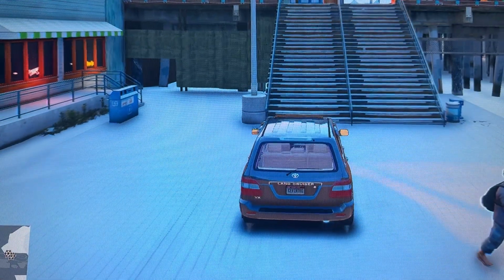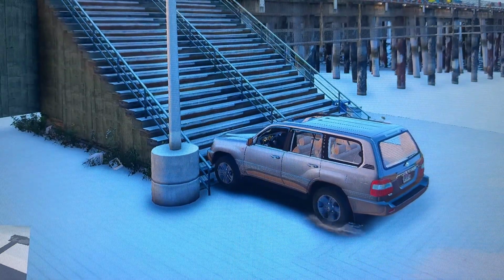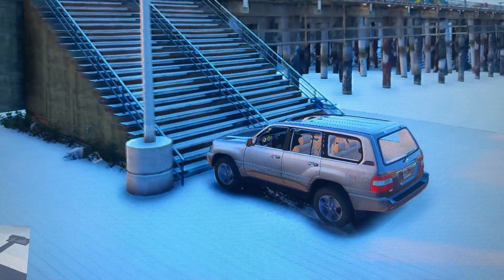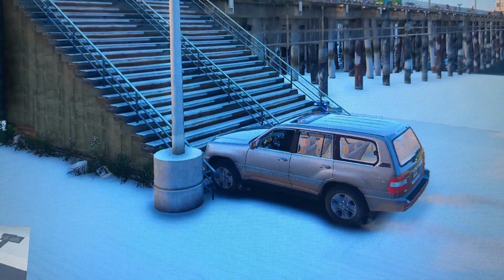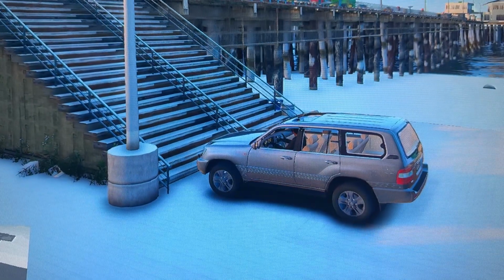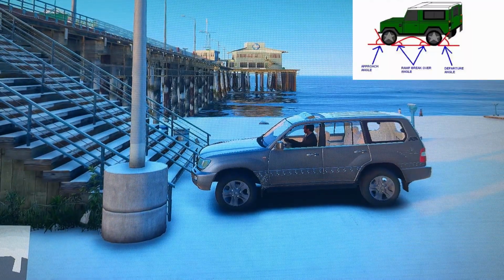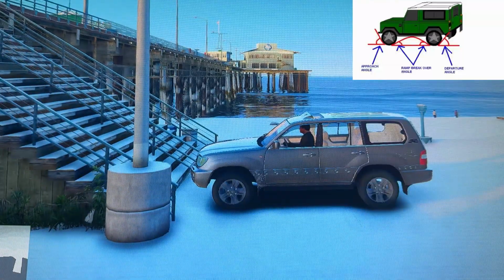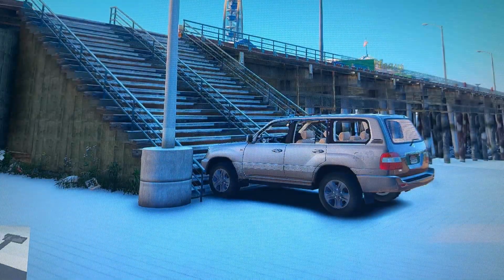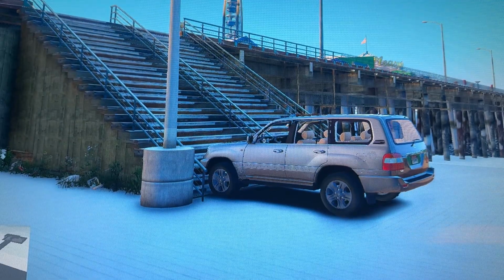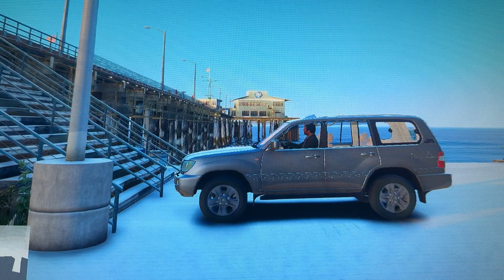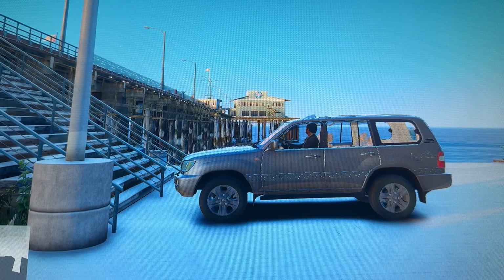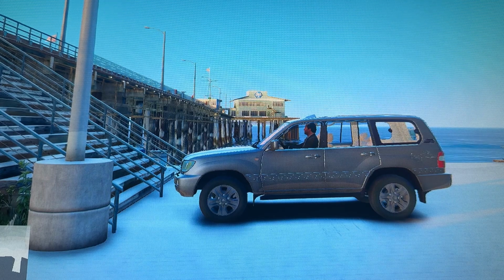So I'm going to try and climb these stairs here. Notice I'm just crashing into it because my approach angle is not large enough. However hard I try, my bumper is going to hit the stairs first and not my tires. In this case, we don't want the bumper to touch the stairs first. We want the tire to touch the obstacle first, and the body of the vehicle should never touch at all in the first place.